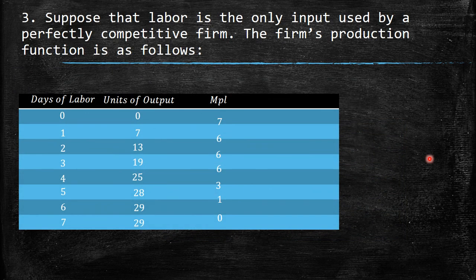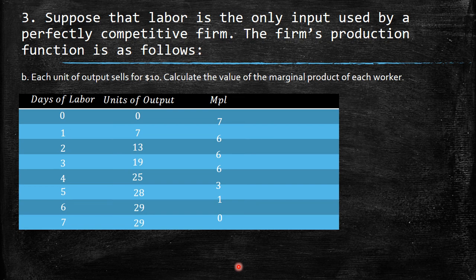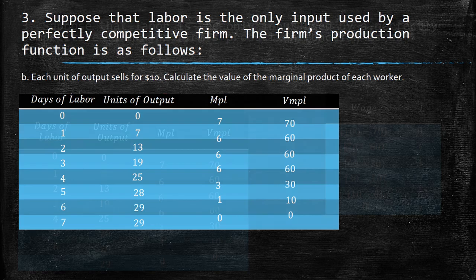Then here is the same information that we found before, and each unit of output sells for 10. Calculate the value of the marginal product for each worker. The value of marginal product of labor, remember, is exactly the marginal product of labor times the price. Then it should be 10 by 7, 6 by 10, and so on and so forth. And then we will finish here.